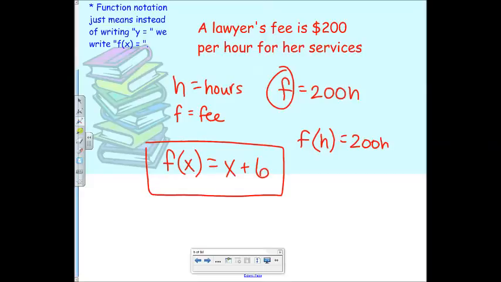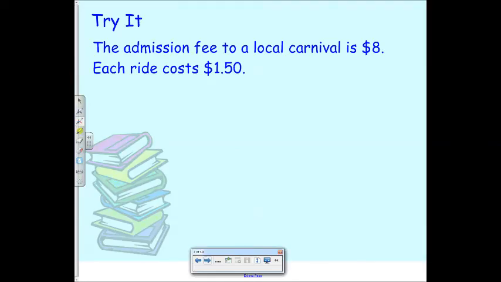Okay, so take a look at this problem. The admission fee to a local carnival is $8. Each ride costs $1.50. And I want to figure out how much money I'm spending at the carnival. So how would I write that as a function? How would I write that as an equation? What are my variables here? How many rides you ride? Okay, so R is the number of rides.